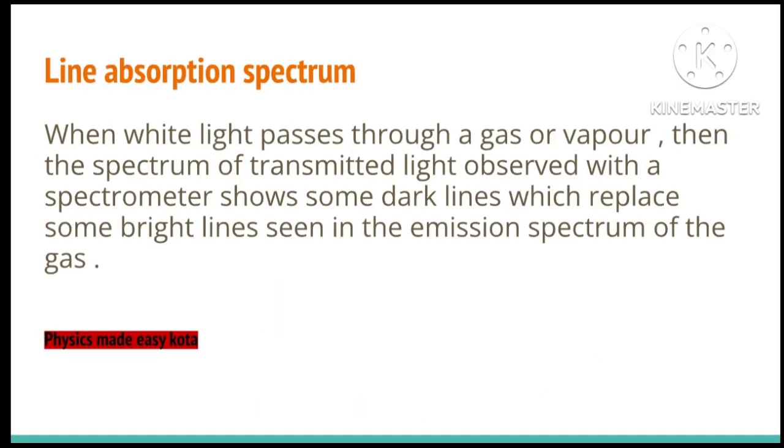Now next is the line absorption spectrum. When white light passes through a gas or a vapor, and the spectrum of the transmitted light is observed with a spectrometer, it shows some dark lines which replace some bright lines seen in the emission spectrum of the gas. Such a spectrum is known as the line absorption spectrum.